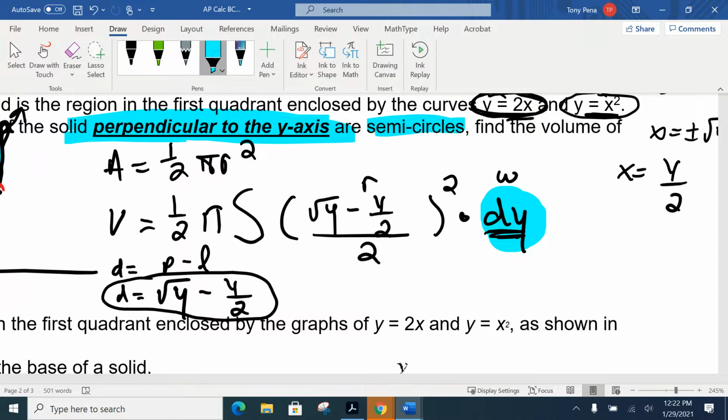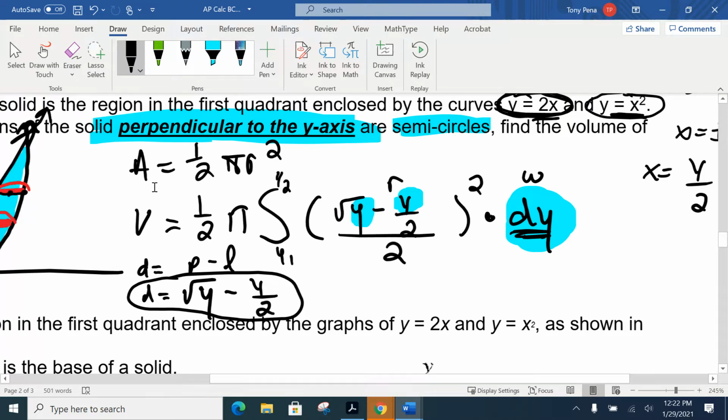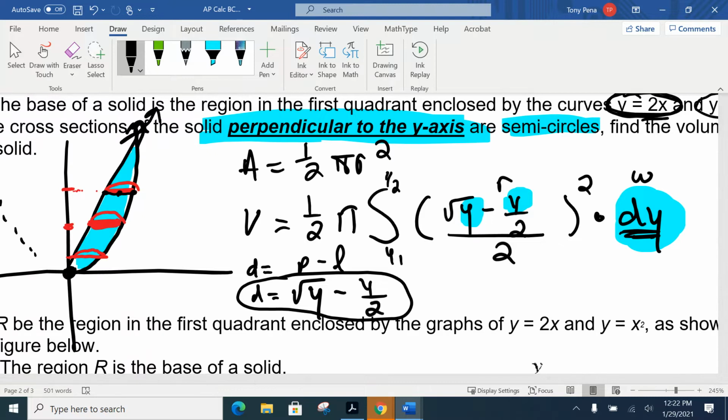Since I have change in y, I have y's here, I have y's here, you need to now make sure that your limits are written with respect to y. So they both go through the origin, so that's the same either way. Our lower limit is definitely still the y value of 0. And then this intersection point we need, but we need it in terms of the y coordinate. We want to know where do these intersect up here with respect to y.